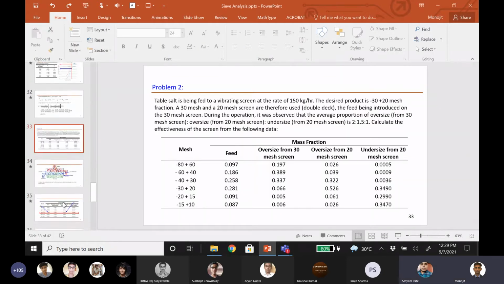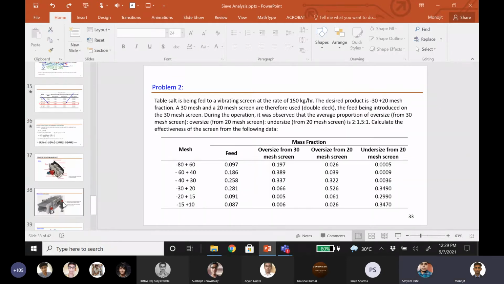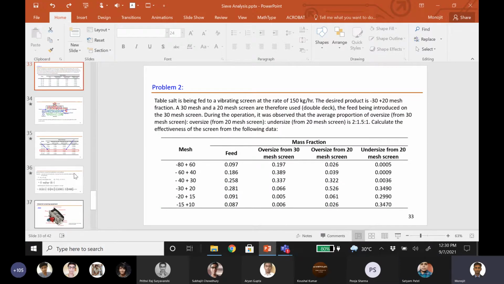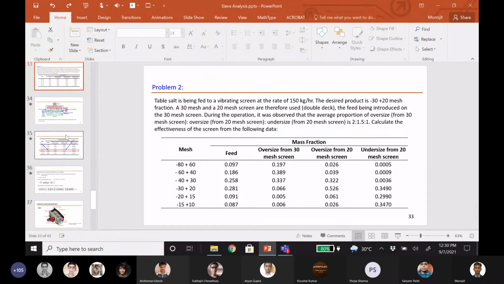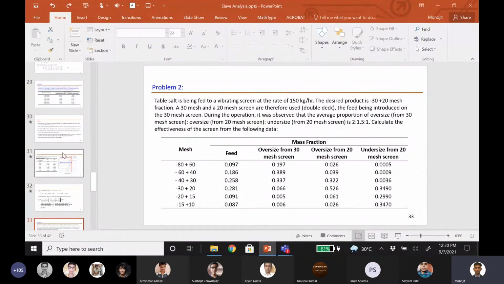Okay, any other question from all the topics we have covered, particle characterization, screening? Sir, can you explain that problem once again, which you explained just now? I mean, just the table, how to read the table.